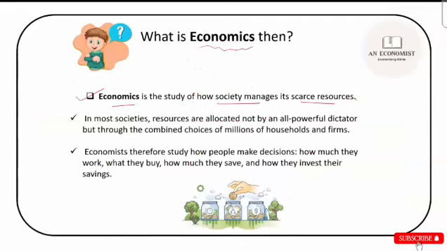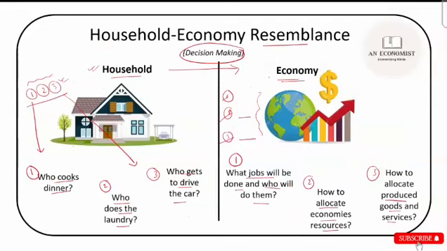In all societies, resources are allocated not by an all-powerful dictator but through the combined choices of millions of households and firms. So from this example, you can imagine that an economy is nothing but the amalgamation of multiple households, millions of households and firms. And that is the reason why they have some resemblance, right, in terms of decision making. The features that a household has will also have to be in an economy as a whole.